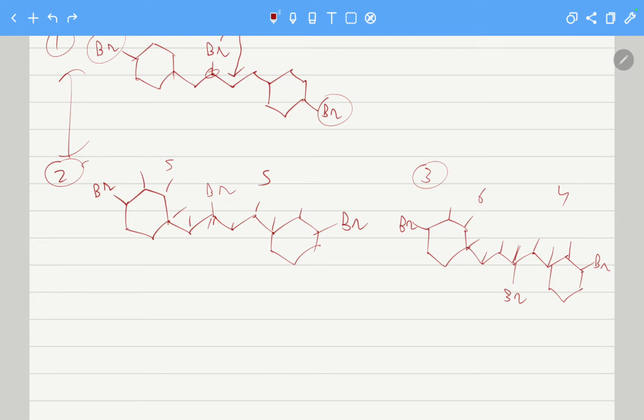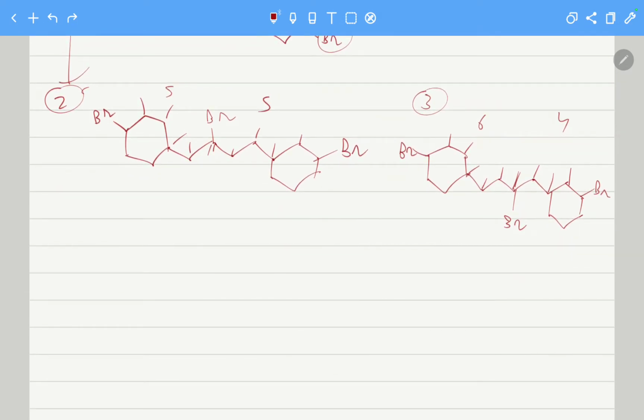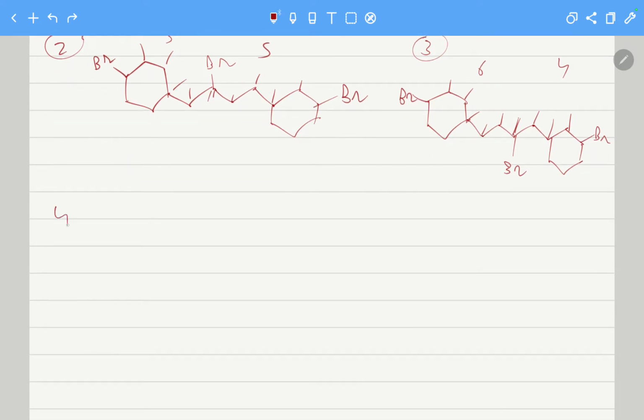So that's what makes 2 and 3 different. Then we look at 4, another option, which is that we put the bromine here and we put this here. So this is one option. Again, if this goes here, it stays the same because the number of bonds away remains the same.